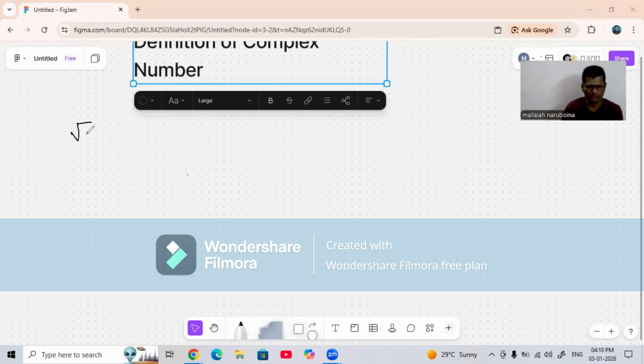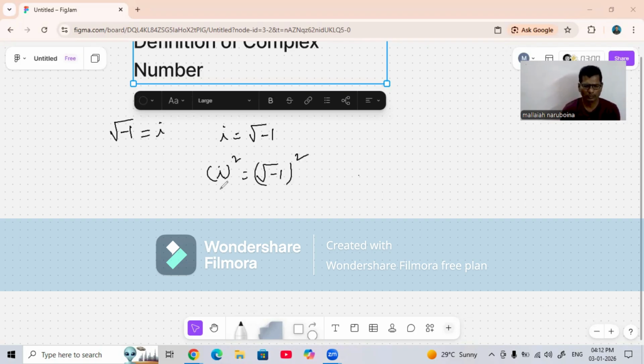Square root of minus 1 is taken as i. We call it iota. Iota is equal to square root of minus 1. Now we can find the i square value, i cube value, i to the power of 4. i can be written as square root of minus 1. Now we square on both sides. By squaring i, we get i square; the square and square root get cancelled, giving minus 1. So i square is equal to minus 1.